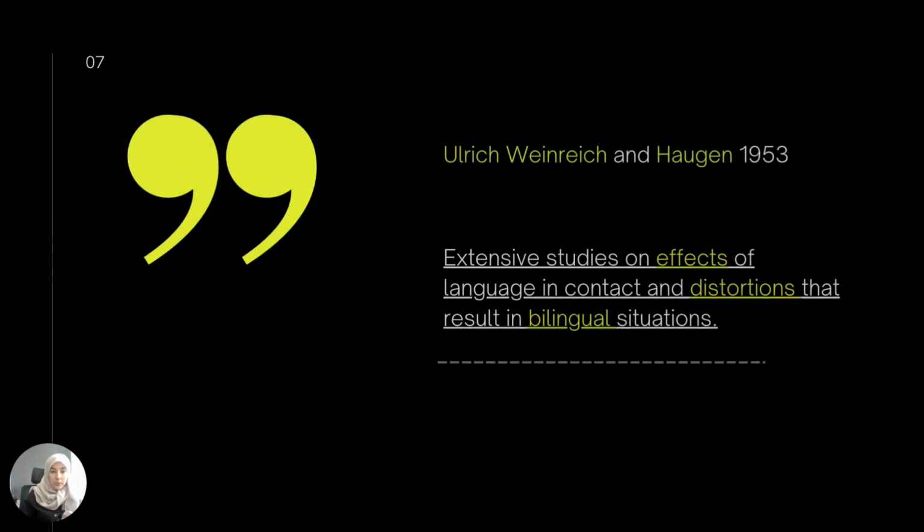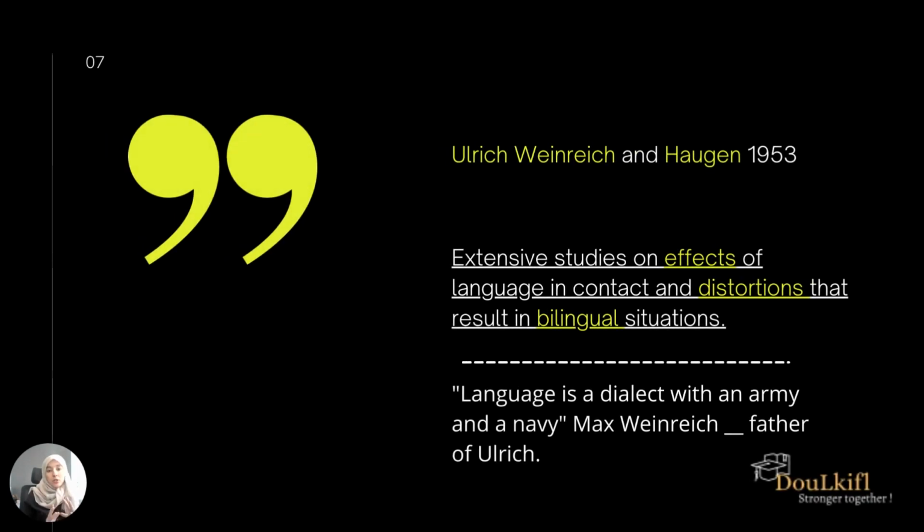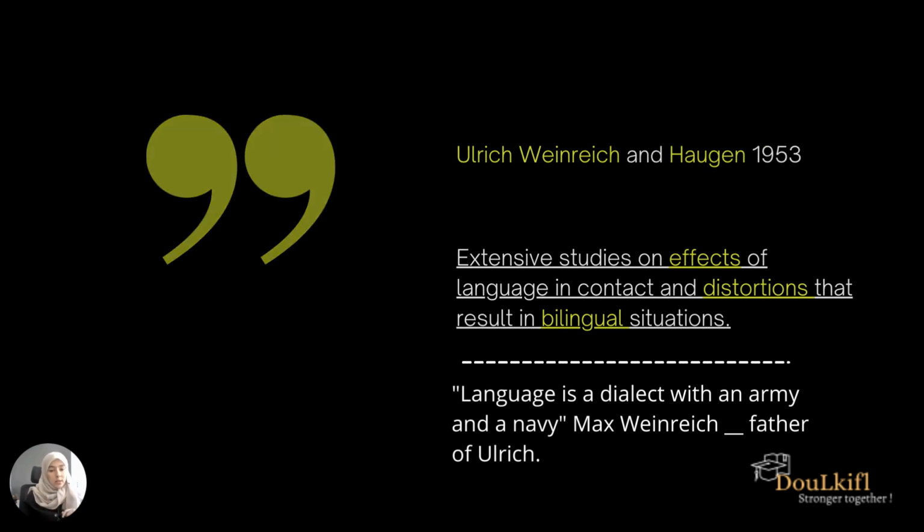Now, coming to Ulrich Weinreich and Hogan, in 1953, they made extensive studies on the effects of language in contact and the distortions that result in bilingual situations. And Max Weinreich, who is the father of Ulrich, said that a language is a dialect with an army and a navy. I repeat, a language is a dialect with an army and a navy, and we can understand a plethora of things just from reading this statement.